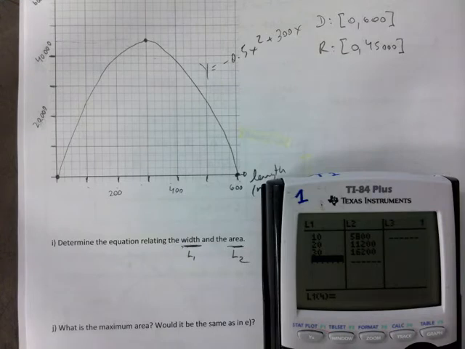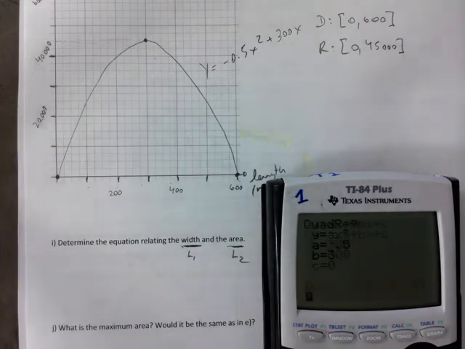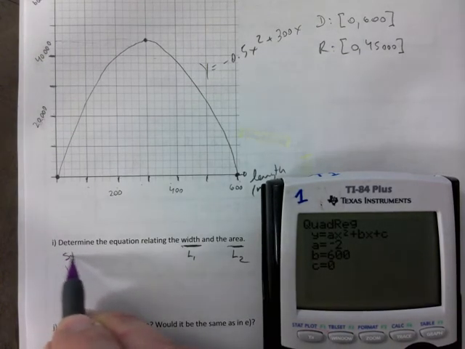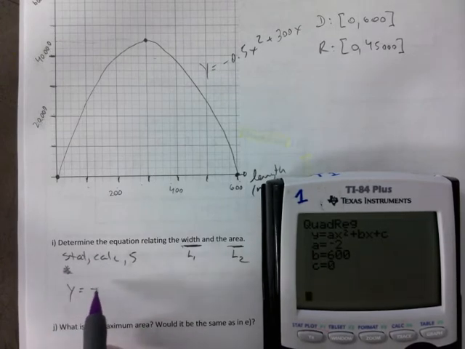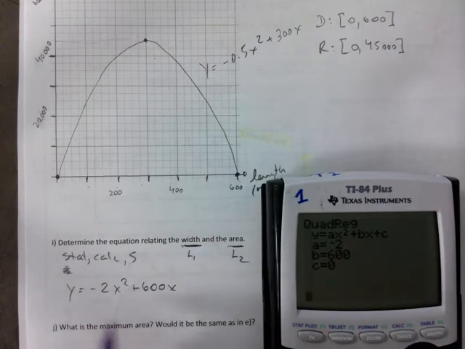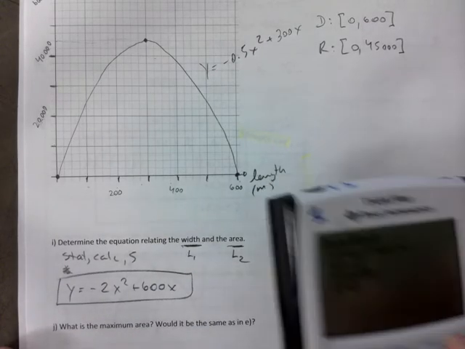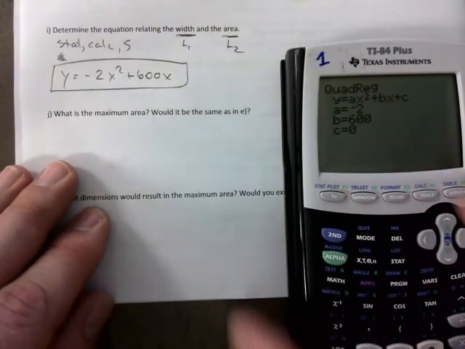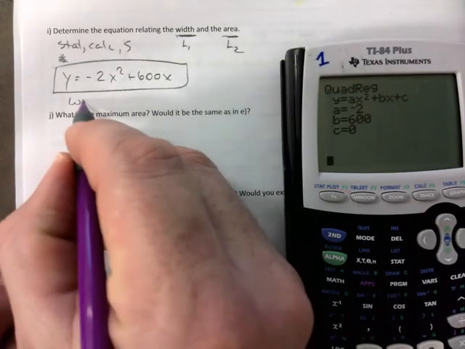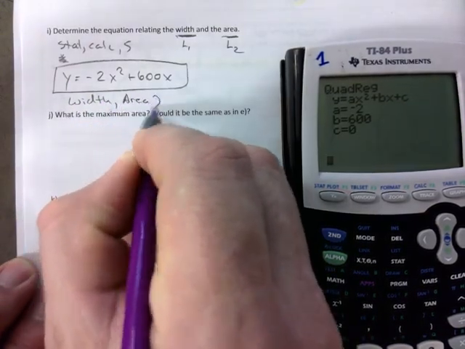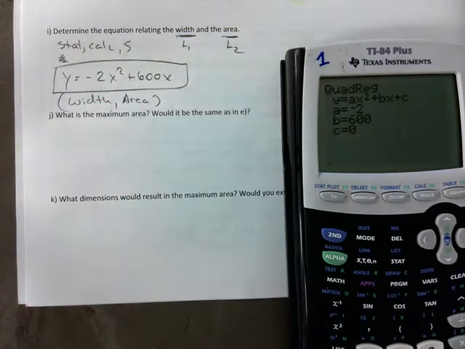And then, I'm just going to go the cheat way. Second, I'm going to go to the home screen, second enter, and then just get that. And this is what it looks like. Stat, calc 5. It's negative 2x squared plus 600x. So it looks different, but we're talking about the same area to be enclosed, except for now it's width versus area. Every single point depicted on this parabola will be width and area.